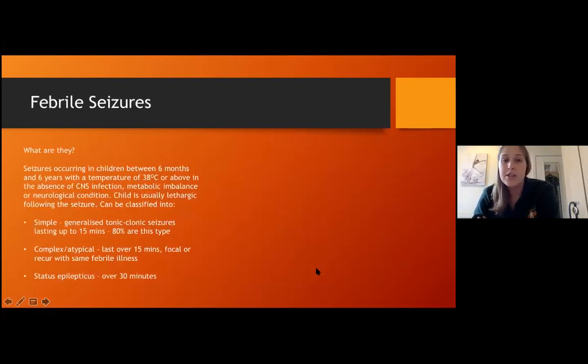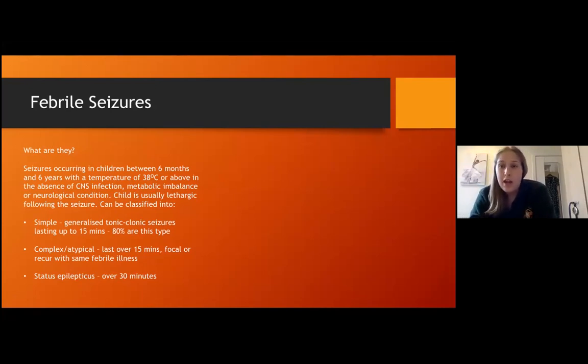So febrile seizures. As we said before, if you send a child home with a fever, a seizure is one thing you're going to be telling mum and dad to look out for. So these are quite common. They occur in children between 6 months and 6 years, usually with a temperature of 38 degrees or above. But you can't really find a definitive cause for them. So there's no neurological infection, there's no particular metabolic imbalance. The child's usually quite tired following the seizure.